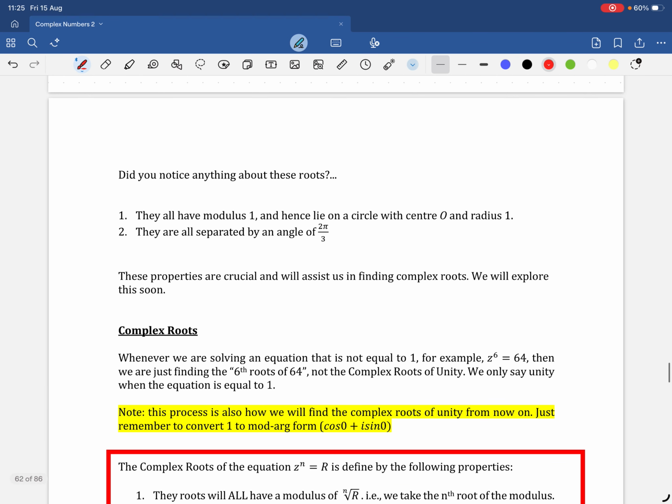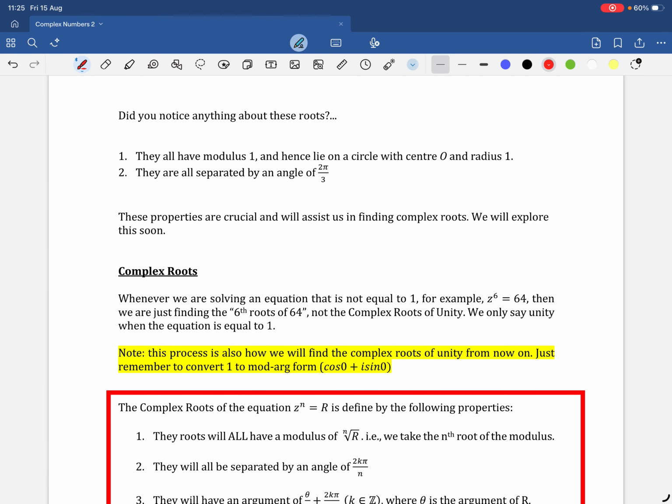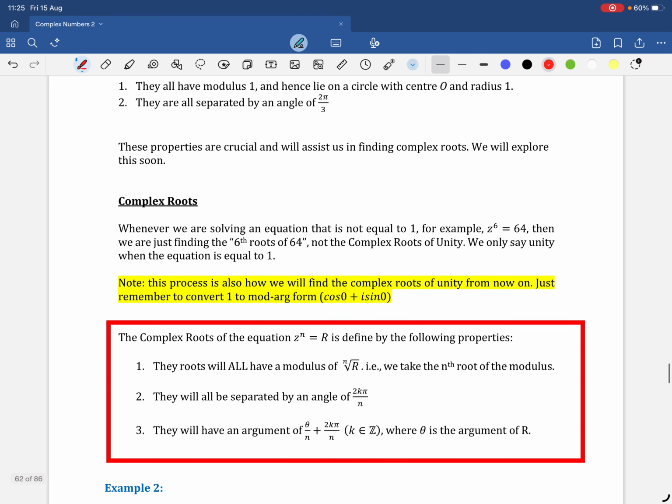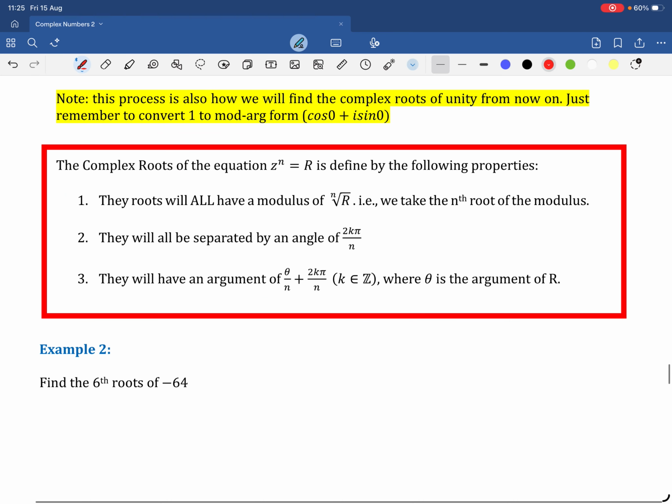But did we notice anything about these roots? They all have a modulus of 1, and hence lie on a circle with centre 0 and radius 1. And they're all separated by an angle of 2 pi on 3. Now, these properties are crucial and are going to assist us in finding complex roots. So the complex roots of the equation z to the power of n is equal to r are defined by the following properties. They all have a modulus of the nth root of r, and they will all be separated by an angle of 2k pi on n. And we're going to look at what that means in a second.